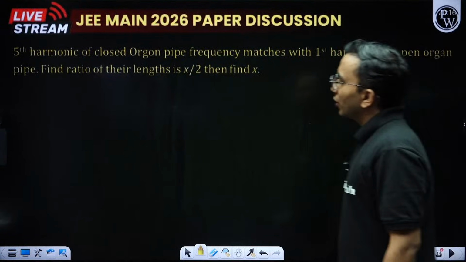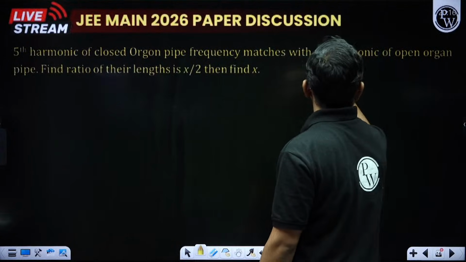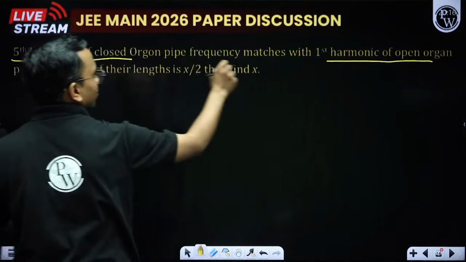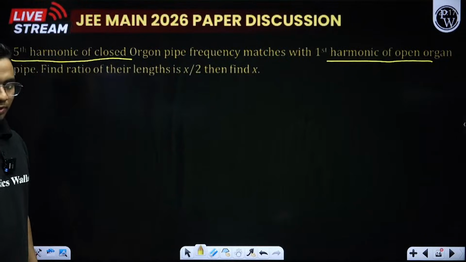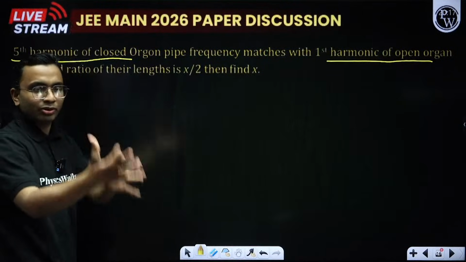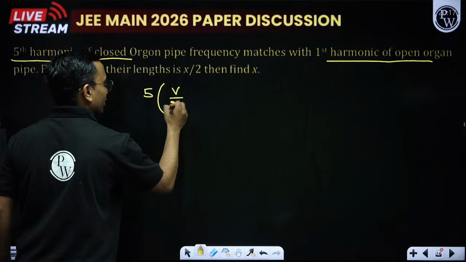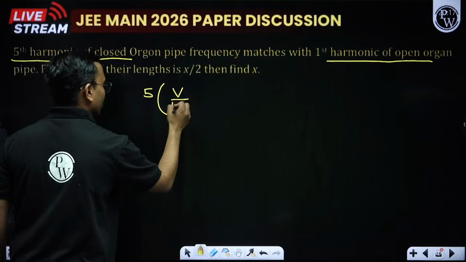Next question. Fifth harmonic of closed organ pipe frequency matches with first harmonic of open organ pipe. So fifth harmonic of closed organ pipe. How we write closed organ pipe frequency? 2n plus 1 v by 2l. So fifth harmonic means 5 multiple v by 4l. So when we write for closed harmonic, this is v by 4l.